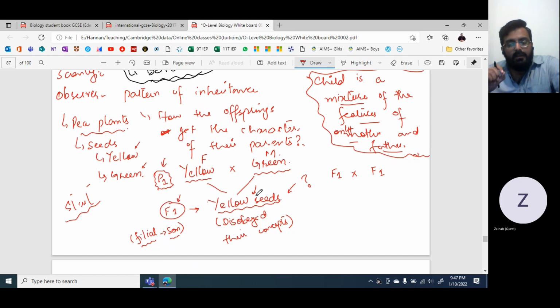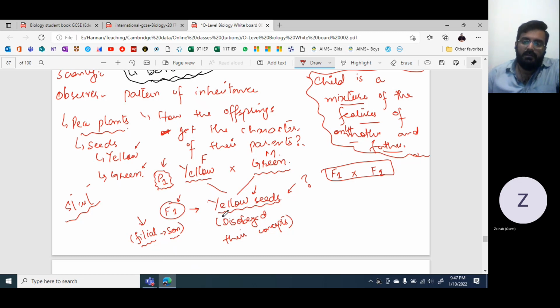Then again, what did he start? He started another experiment, a very intelligent experiment. He designed another cross, and now what did he do? He did not cross the parents again, but he crossed the male and female plants from the filial generation, F1. That is why I mentioned here F1 cross F1, which means that the immediate generation after the parental generation, he crossed them with each other. For example, this is the male and this is the female. So yellow cross yellow, isn't it?